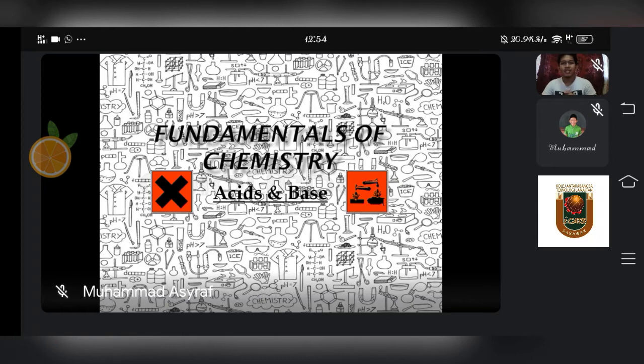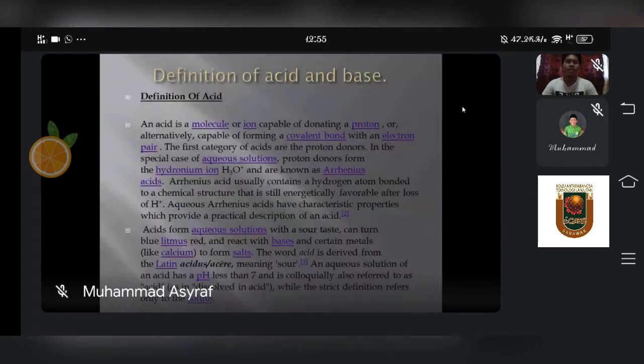And today, I would like to share about acid and base in chemistry subjects. So let me start. So this is a definition of acid and base. First thing first, we go to the definition of acid.